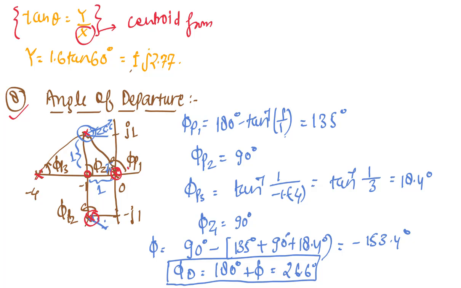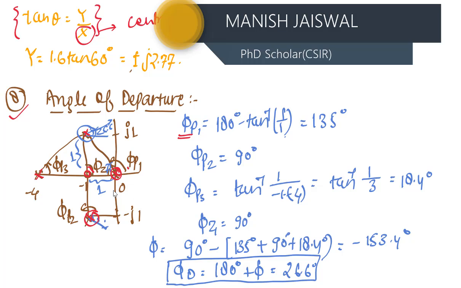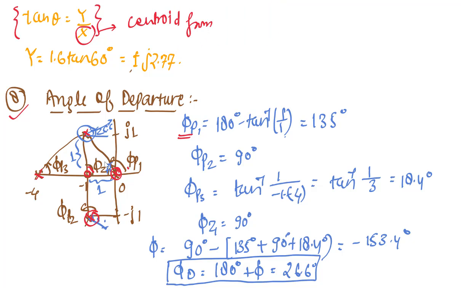So this is phi p1, which is due to pole 1. This angle is phi z, due to this zero. Similarly this is phi p3 and this is phi p2. Phi p1 is this angle; if we subtract this angle from 180 degrees, we get phi p1. Because this distance is 1 and this height is also 1, we can write it as 180 degrees minus tan inverse 1 divided by 1. So the angle would be 135.